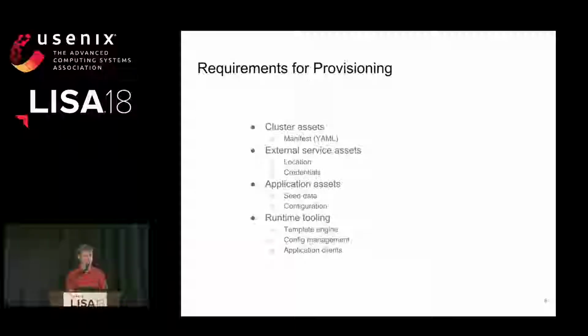So putting that together into what do you actually need, what are the assets that you need to assemble in one place at provisioning time, these are basically the things. You need all that YAML that expresses to Kubernetes what you want it to do. You need information about your external services, including the location, so that would be hostname, port, maybe protocol, and any credentials that you need to authenticate to that thing. Then application assets. If you're going to load something like restoring from a backup, well, you need your backup data to be available, of course. Or if you just have some initial data you want to load in, you need that available.